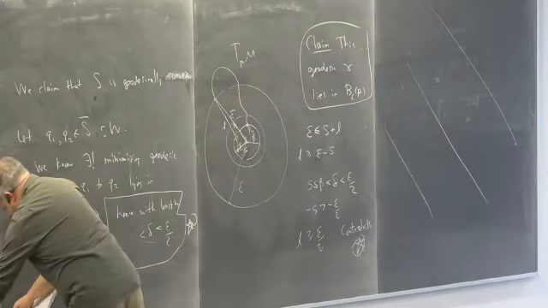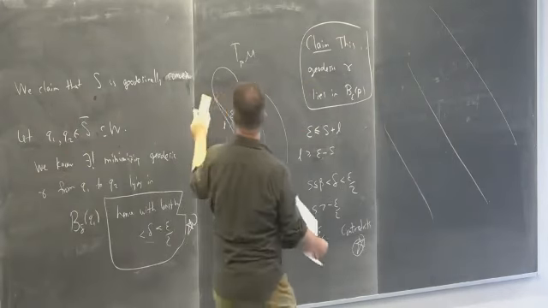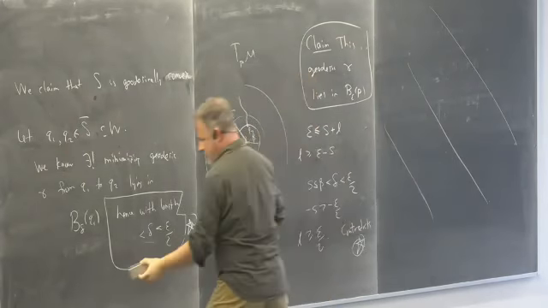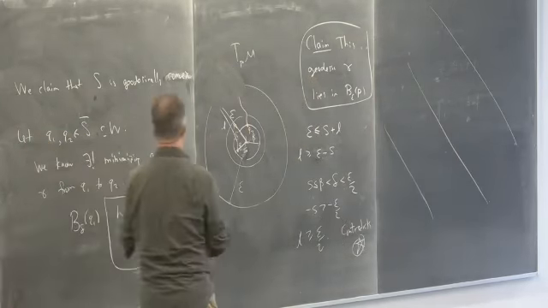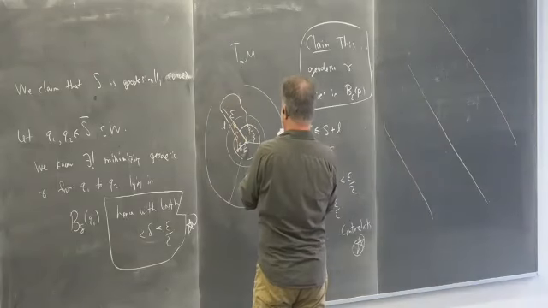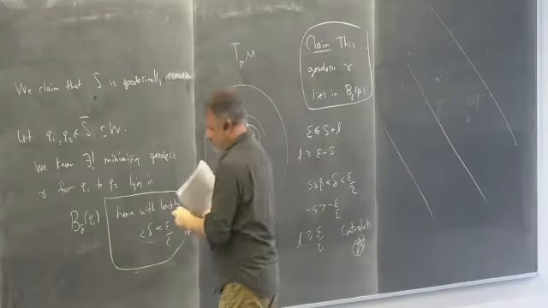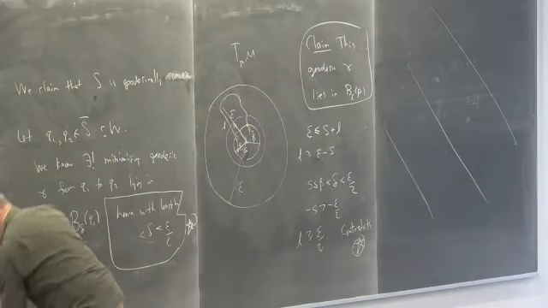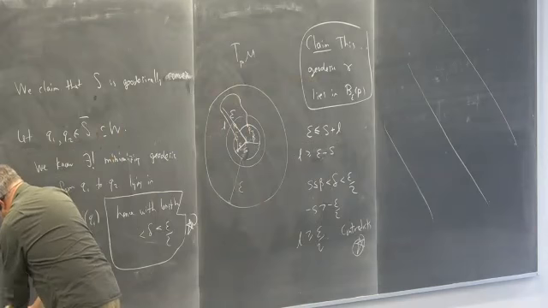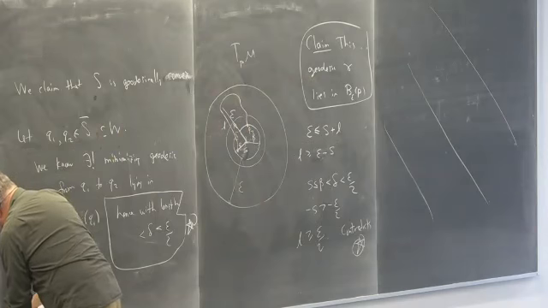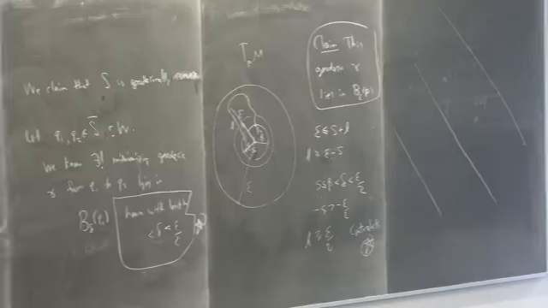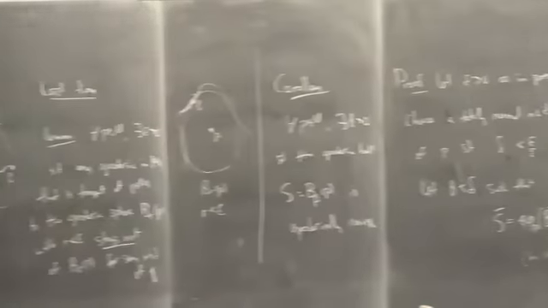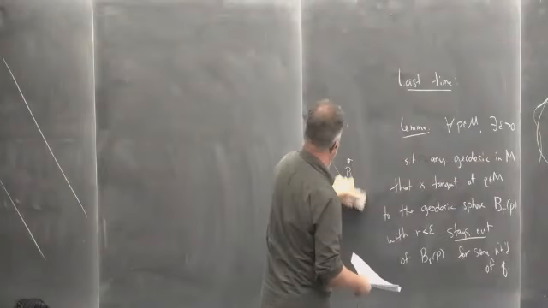So let me erase the bad picture. So it has to look kind of like this. Now we're almost done. Okay. So why are we done now? We're going to use the lemma, which thankfully, miraculously, is still on the board.